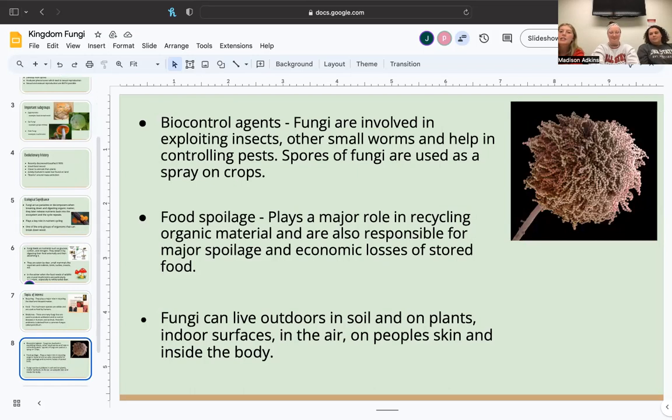For biocontrol agents, fungi are involved in exploiting insects and other small worms, and help in controlling pests. Spores of fungi are used as spray on crops. The picture in the top right corner is of spores. And then food spoilage. Fungi are responsible for major spoilage and economic losses of stored food. And fungi can live outdoors in soil and on plants, on indoor surfaces, in the air, or even on people's skin and inside the body.